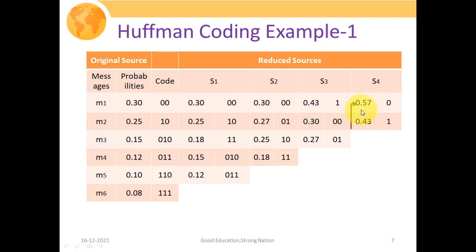From where we actually obtained this 0.57, it is basically the summation of these two symbols in your step 3. So again the code associated with your 0.57, that is 0.